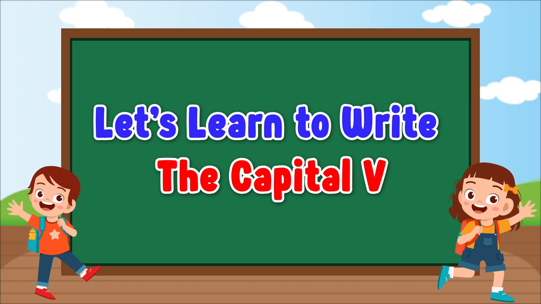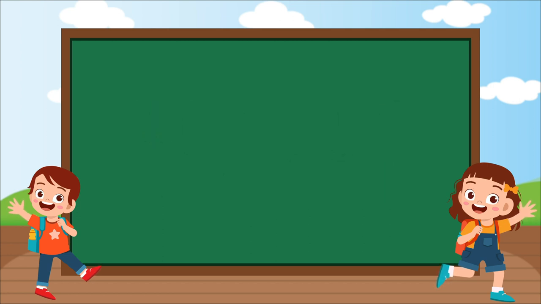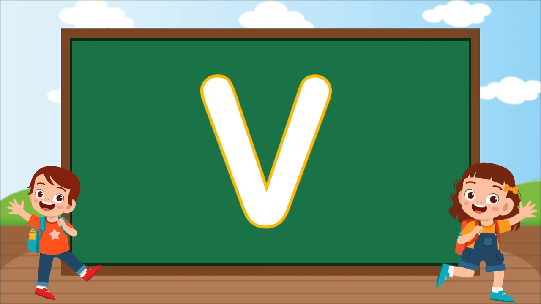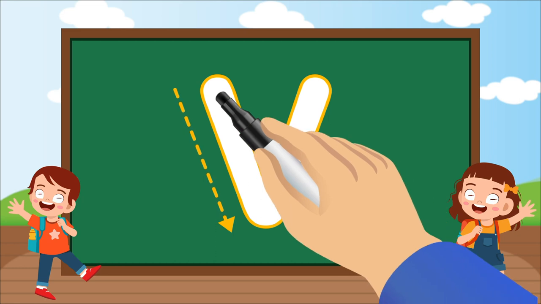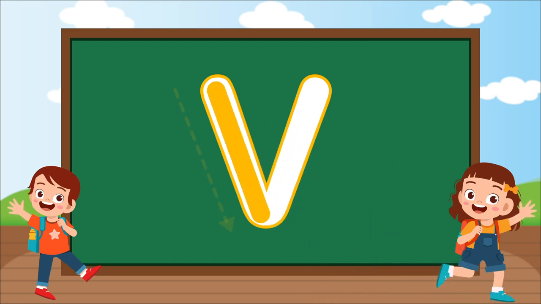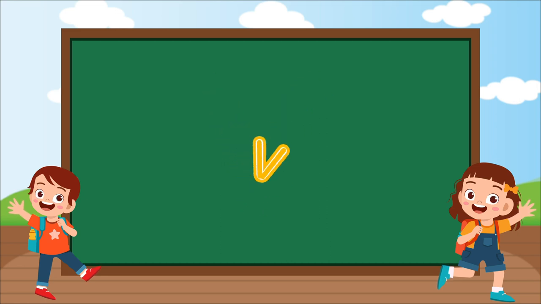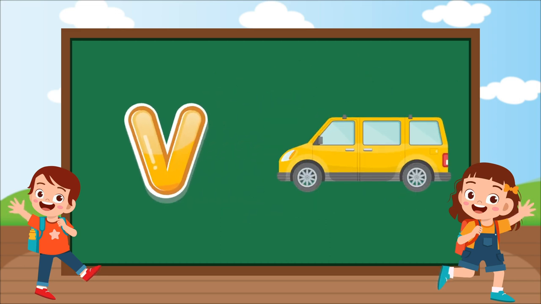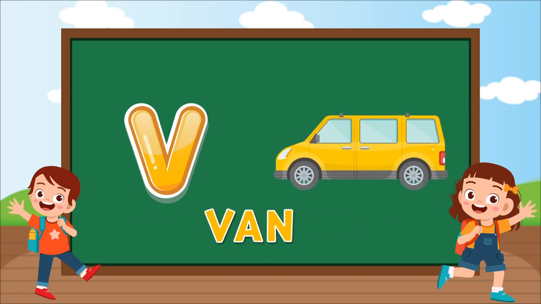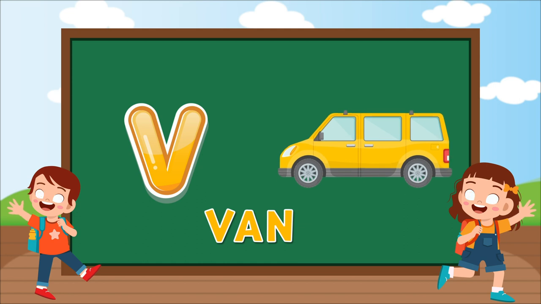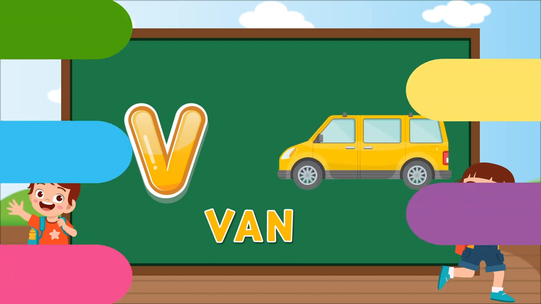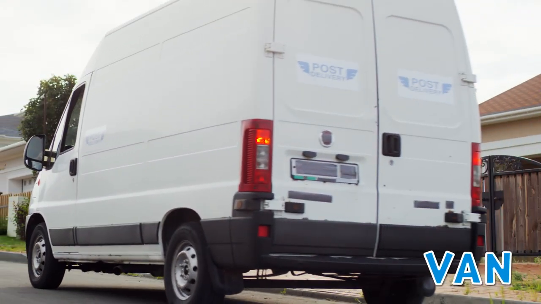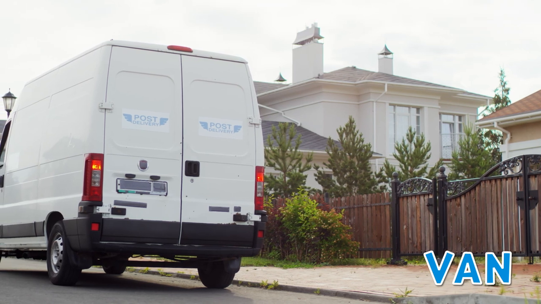Let's learn to write the capital V. First, we will draw a right slanting line downward. Then we will draw a right slanting line downward. V is for van. Van.